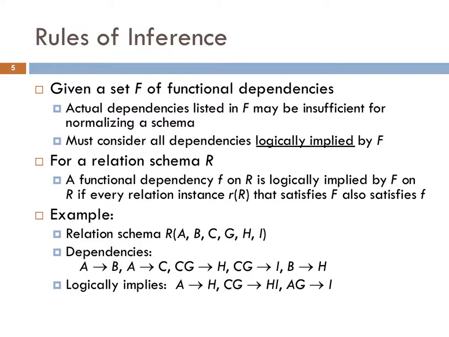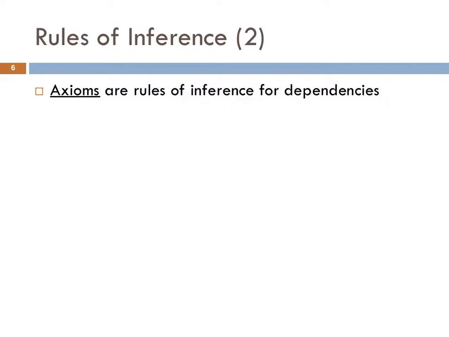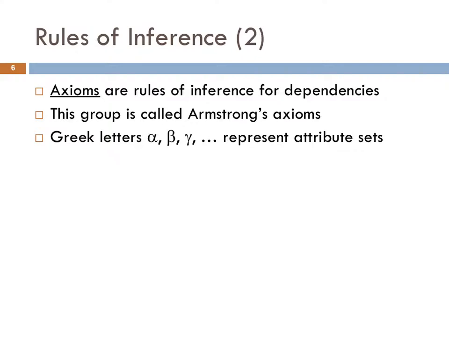All right, cool. Let's see, axioms, rules of inference for dependencies. There's a set of 3 axioms that you can use to reason about functional dependencies, and you can prove things using them, and you can generate closures. You can generate closures of functional dependencies using these axioms. It's really great. So alpha, beta, gamma, and so forth.